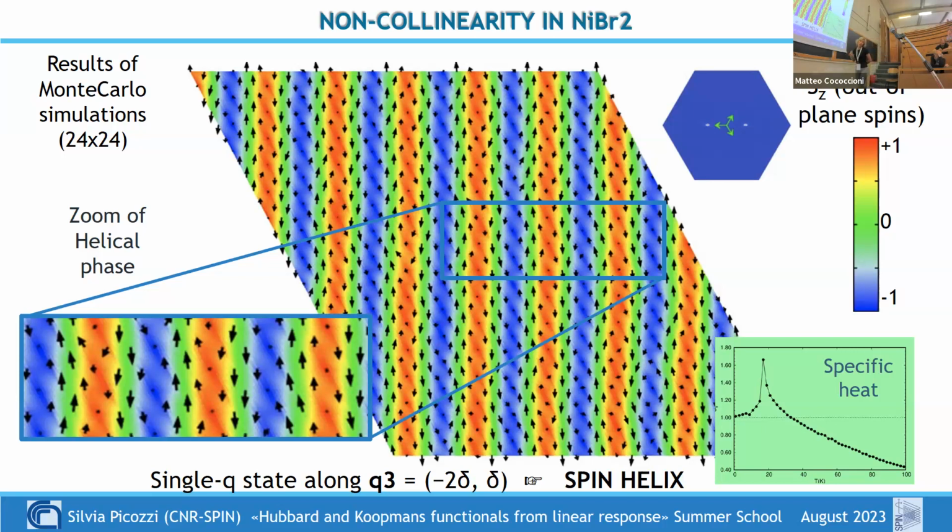This is what you expect. A frustrated system never has a very large ordering temperature because it's frustrated. The system doesn't exactly know what to do. So it can order, but it usually happens at low temperature. This we expect, because even from a simple model we know we have a spiral or helix.